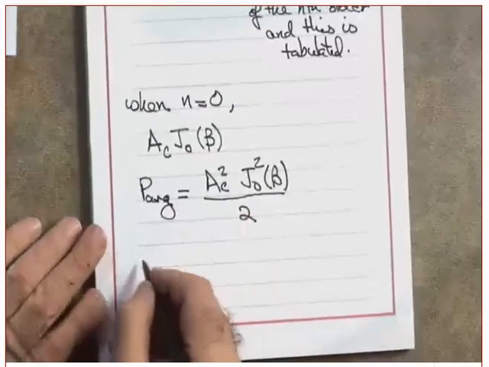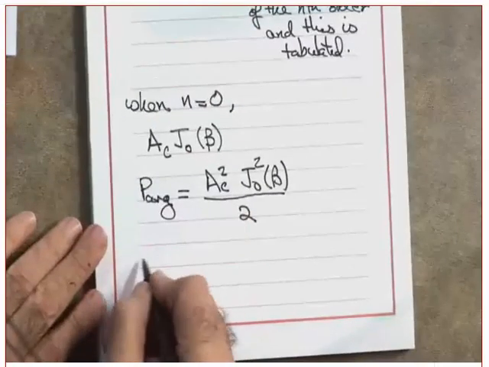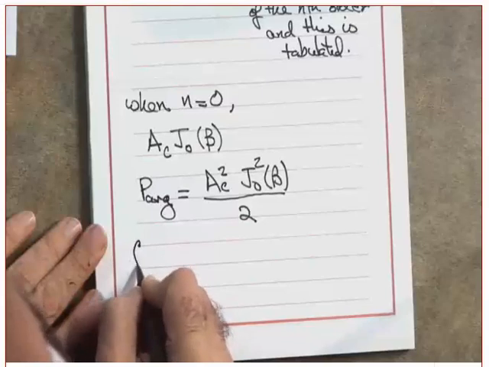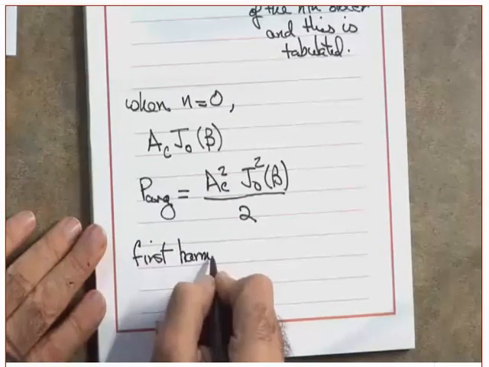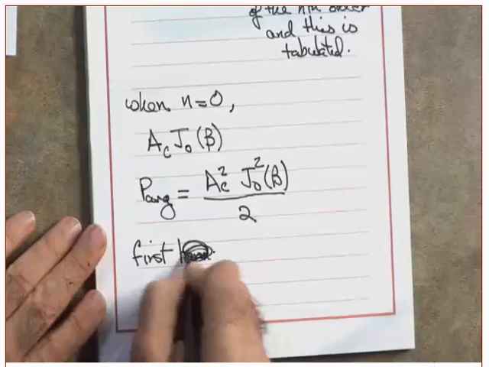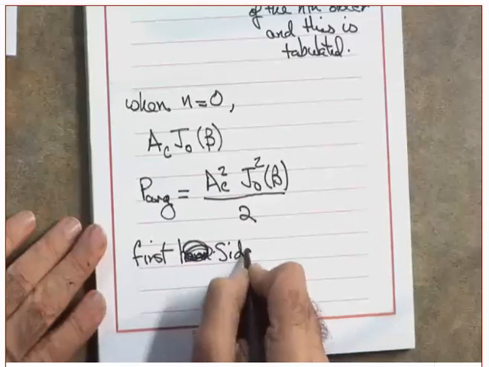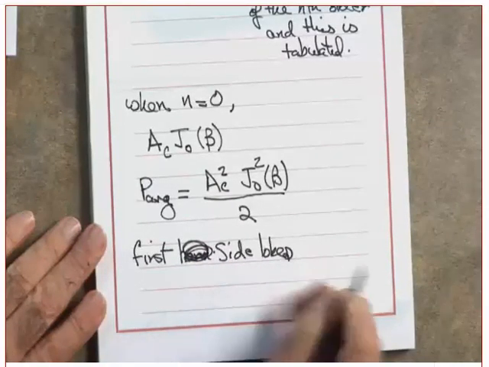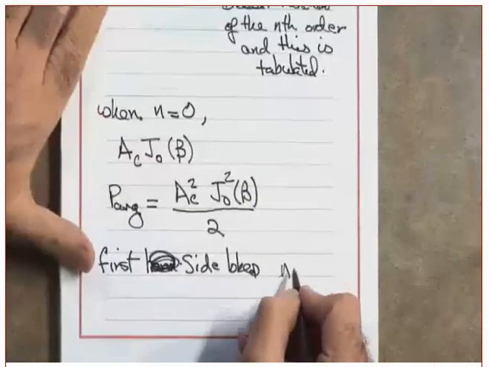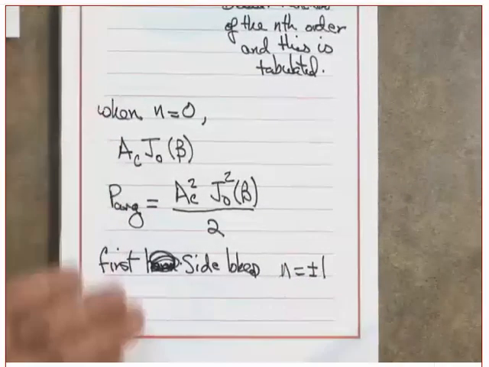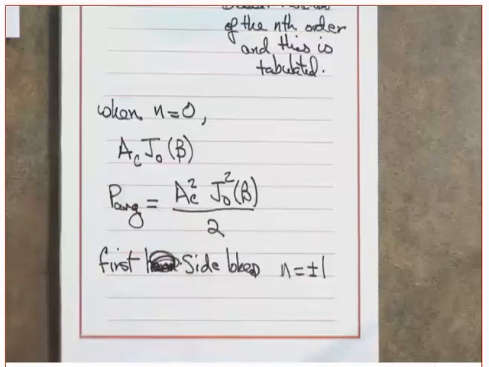One more example before I show it to you. First harmonic. Sorry, I said first harmonic. First side lobes. What is the N? N is equal to plus or minus 1. Why is it plus or minus 1? As we have the upper side band and the lower side band. Did you get this or not?